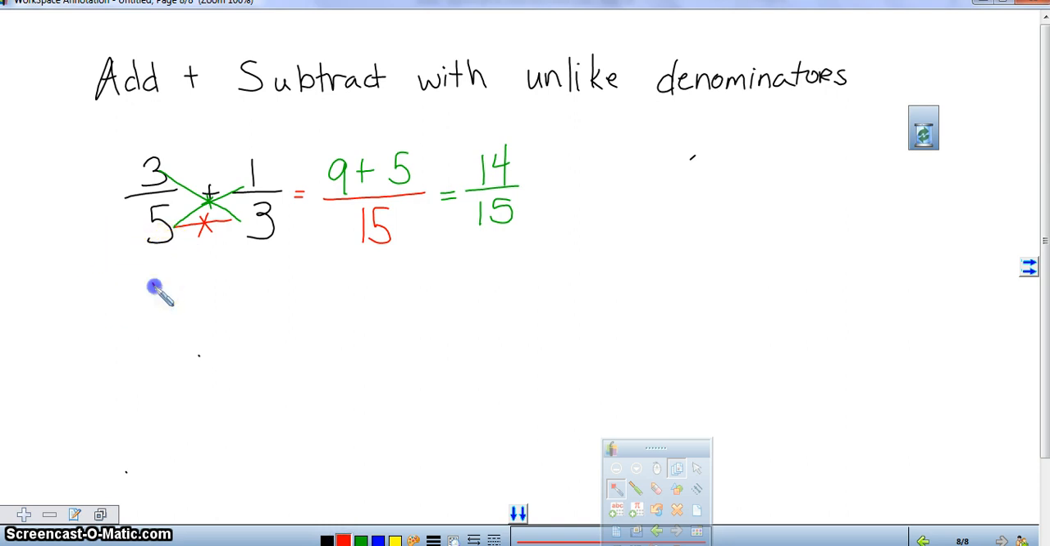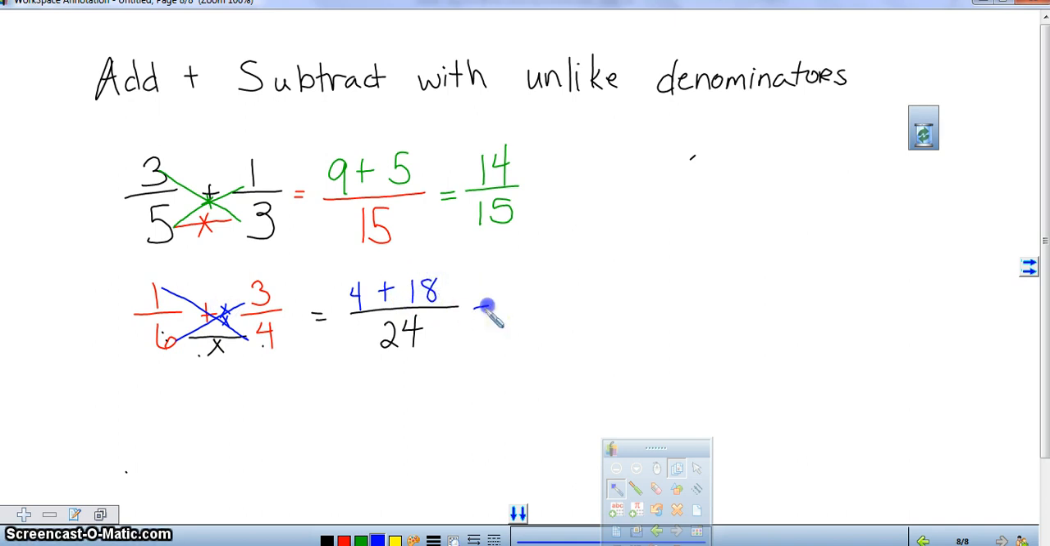Let me show you another one. 1 over 6 plus 3 over 4. Okay, they're different. The denominators are the bottom. They're different. So you have to multiply 6 times 4. 6 times 4 is 24. And then you have to do 1 times 4, which is 4, plus 6 times 3 is 18. 4 plus 18 is 22 over 24.